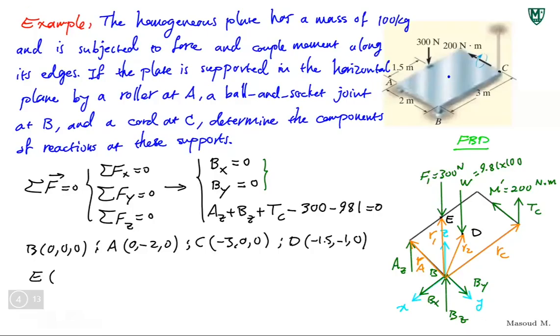What is the x, y, z for point E? That's where force F1 is applied. Minus 1.5. I don't know how you got minus 1.5. Let's double check. Actually, it's correct. Why do I doubt you? I always should trust you guys. Minus 1.5, Y is minus 2, and 0. Exactly. Thank you.